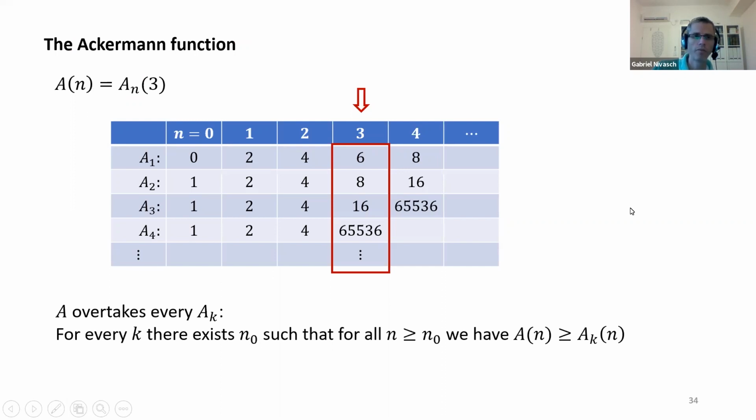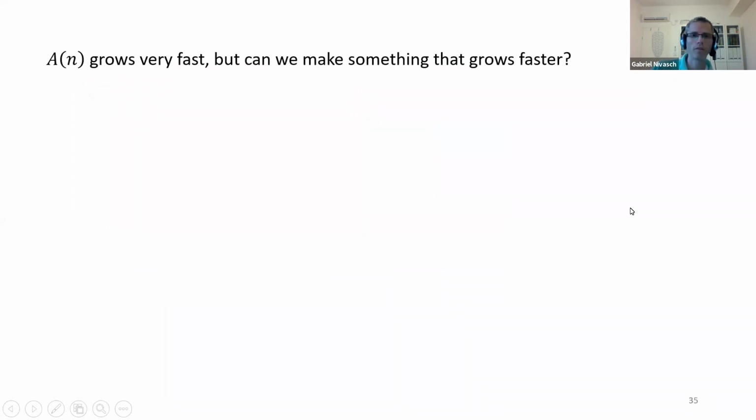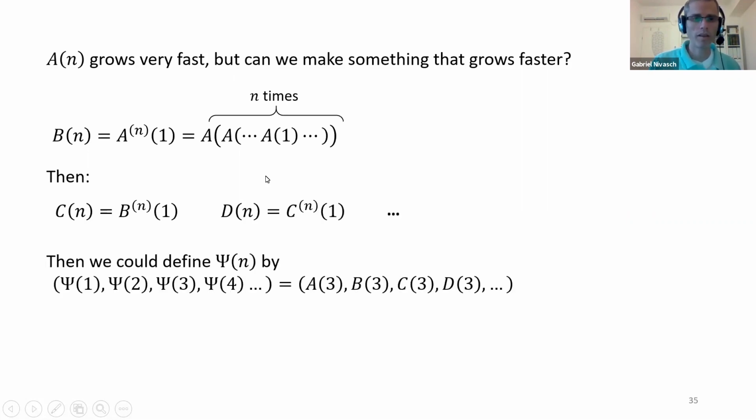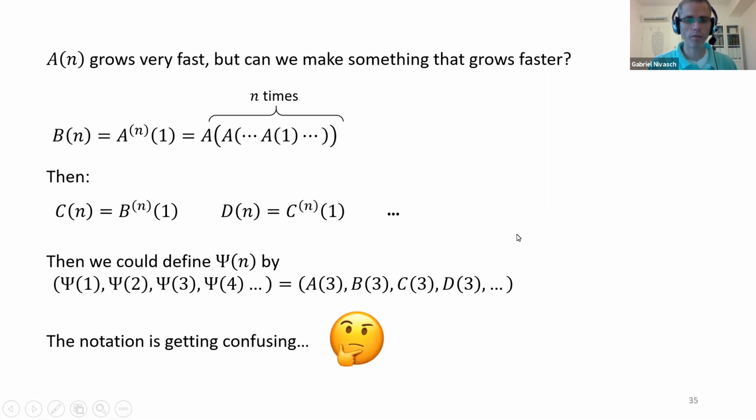Okay, so that is a very fast-growing function, but you can ask, well, can we do things that grow even faster? And the answer is yes. Well, you can, for example, define B of n to be n times composing the Ackermann function. And then we could say that C of n is composing B of n n times, and then D of n, and so on. And then we could take, let's say, psi of n to be the columnizing take on the functions A, B, C, D. Okay, but then you start getting confusing how to represent all these functions. The solution is to use ordinals.